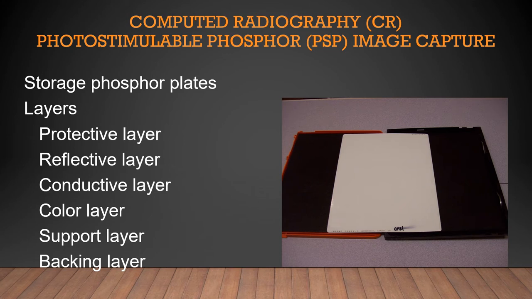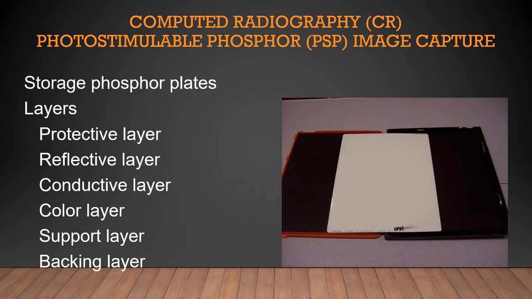In PSP systems, the radiographic image is recorded on a thin piece of plastic known as the imaging plate. There are different layers to this imaging plate. There's a protective layer, which is a clear plastic, and a phosphor layer, which is the active layer. It is a layer of photostimulable phosphors made up of the barium fluorohalide family that traps electrons during exposure. The crystals store the latent image until release when re-stimulated during processing. There's a reflective layer, which sends light in a forward direction when released in the reader.